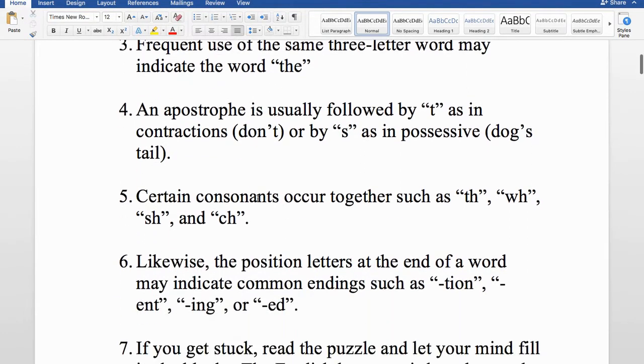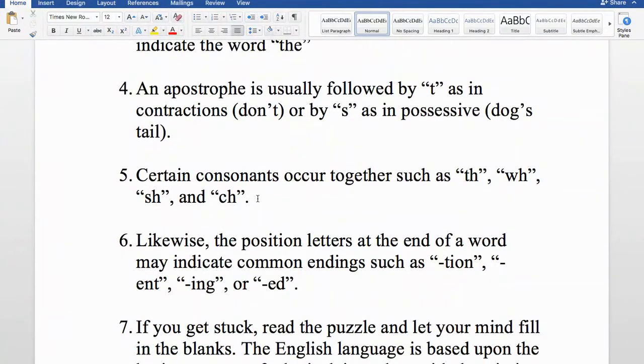If there's an apostrophe in the cryptogram, this is either going to be followed by a T or by a D in most cases. It can also be an S if it's possessive. But in most cases, like I said, the apostrophe is going to be followed by the T, such as contractions like don't and won't. And if it's a possessive, you have to be careful, because then it's going to be an S in that case.